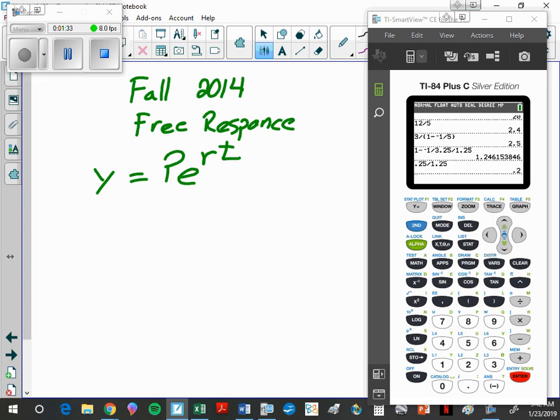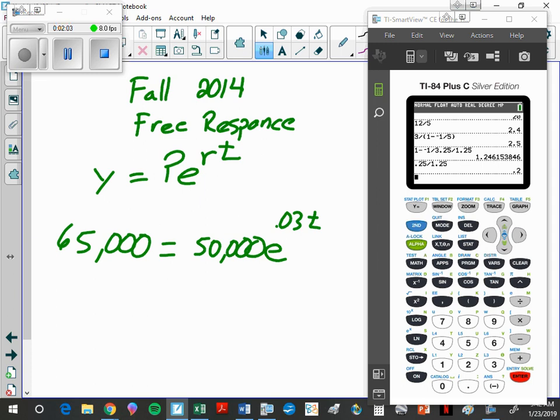Okay. Currently, the annual growth rate is fixed at 3%. So A, you make an initial investment of $50,000. At what point in time will the value of your investment be equal to $65,000? That's pretty easy. 65,000 is equal to 50,000 e to the 0.03t. You see a variable in the exponent, so you need to be thinking logarithms.